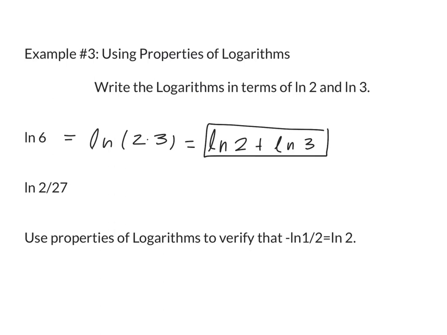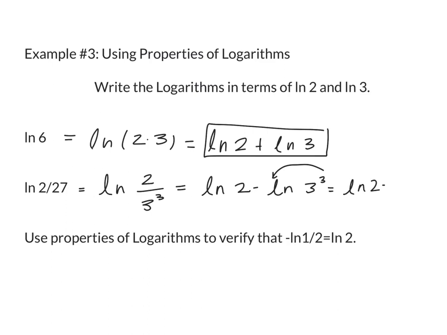Okay, the natural log of 2 over 27 is the natural log of 2 over 3 cubed, because 27 is 3 cubed. And since it is division, it becomes subtraction, so that becomes the natural log of 2 minus the natural log of 3 cubed. And then finally, because 3 cubed has a power attached to it, I move the 3 to the front of that natural log. And so our final answer becomes the natural log of 2 minus 3 times the natural log of 3.